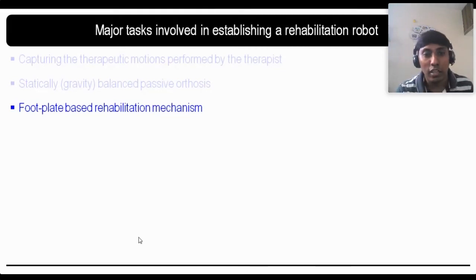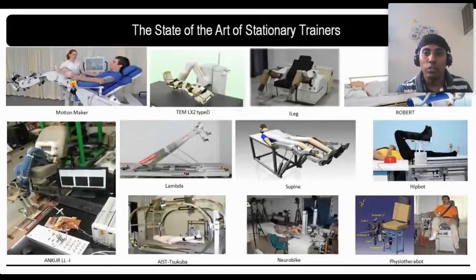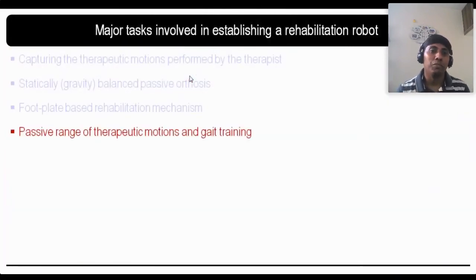Just to give an idea, for example, if I put a passive orthosis and attach it with this manipulator, this particular manipulator would give all the required motion, for example, the stem and all. So this is the kind of idea which we need to think. Then we definitely have to come up with the passive range of therapeutic motion when the patient is bedridden, and as well as later on it's supposed to be gait training.